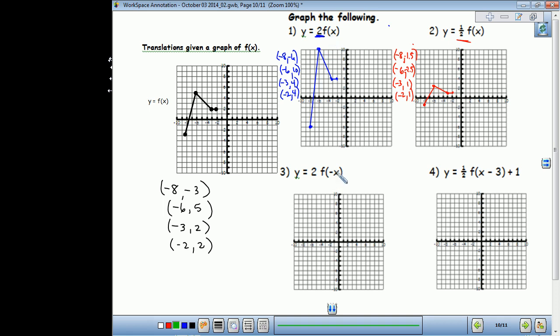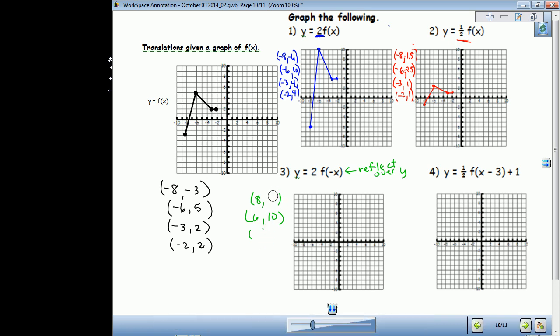This one reflects it over the y-axis and doubled it. So if I double it and then reflect it over the y-axis, doesn't it just give me the opposite of all those x values? Yeah. Isn't that (8, -6)? The y's don't change, so it's positive 8, negative 6, and then positive 3, 4, and then positive 2, 4.